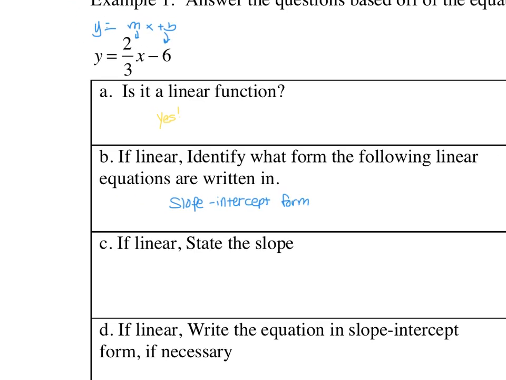If it is linear, state the slope. Well, if I look at this, my slope is the number attached to my x value. So the number attached to my x value is my 2/3. So I can say my slope is 2/3.